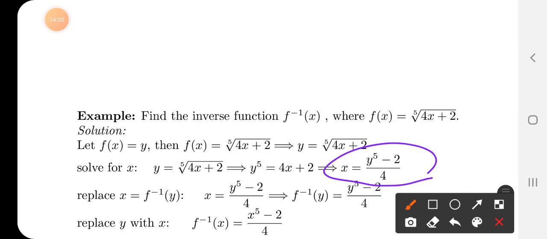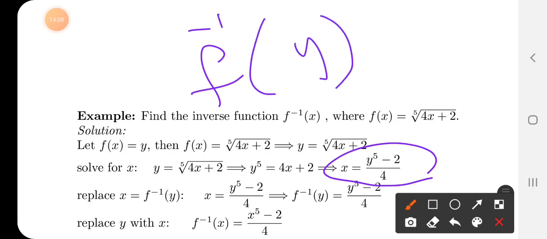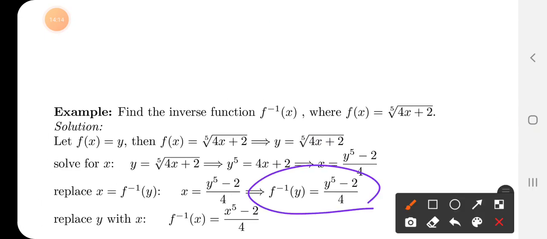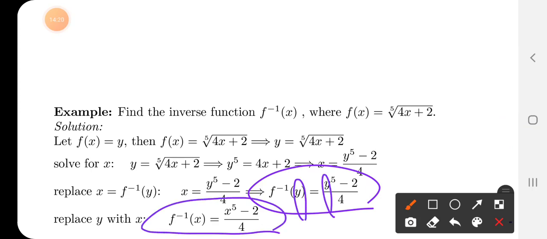So that was our second step. What was the third step? Third step, you have to replace x with f inverse of y. Okay, you need to replace this x with f inverse y, so you will get this thing. And the last step, you just need to replace y with x. So now this is the inverse function, and now you can check it.